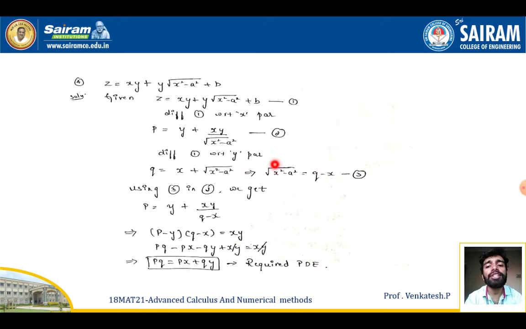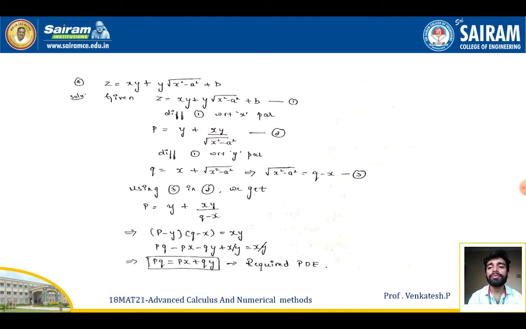If I replace this value in this equation, I will get p is equal to y plus xy by q minus x. On taking LCM and shifting y to the LHS, I got p minus y, into q minus x is equal to xy. On expanding this equation, we got pq minus px minus qy plus xy is equal to xy. xy gets cancelled. We got the equation pq is equal to px plus qy, which is the required partial differential equation.